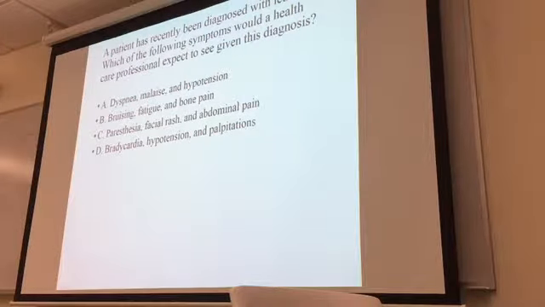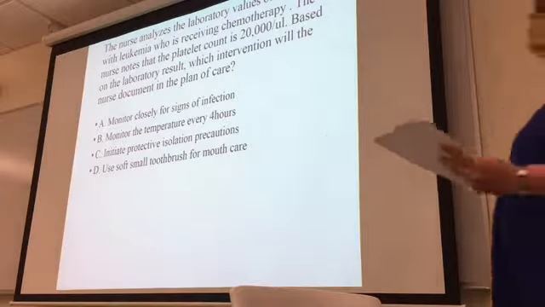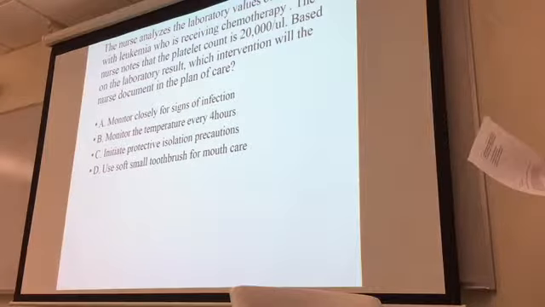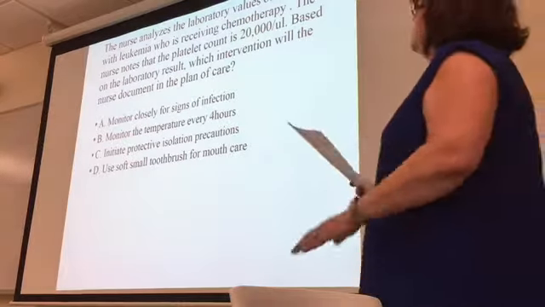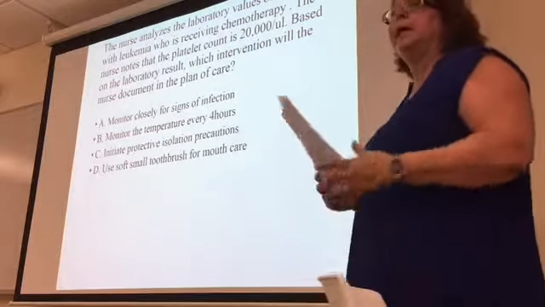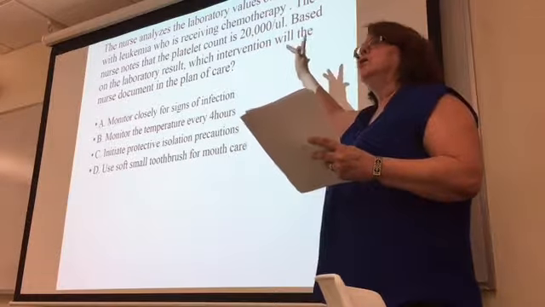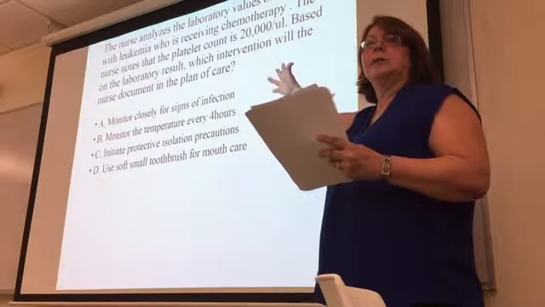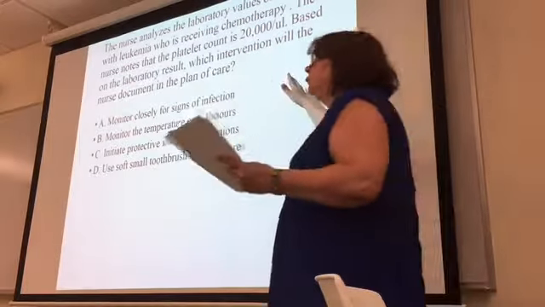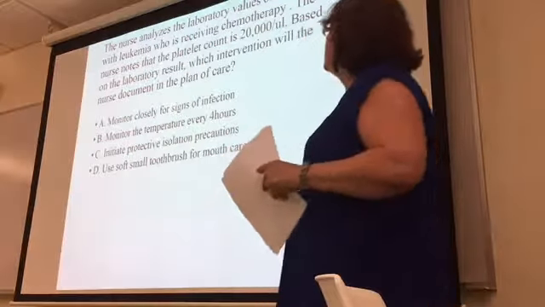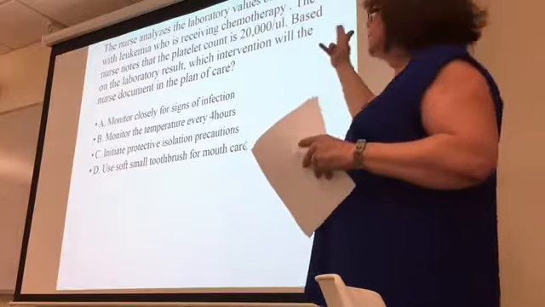So let's see, because this one is platelets. The nurse analyzes laboratory values of a child with leukemia who's receiving chemotherapy. The nurse notes the platelet count is 20,000. Based on the lab result, which intervention will the nurse document in the plan of care? First of all, normal platelet count is 150,000 to about 400,000 to 450,000. So knowing that's low, they're at risk for bleeding.